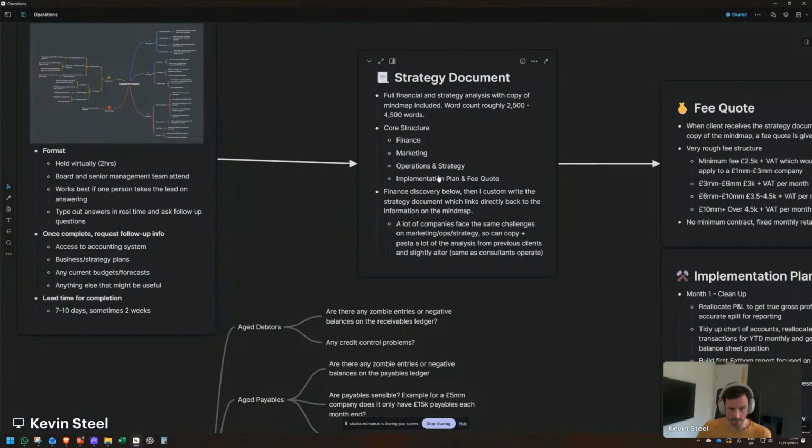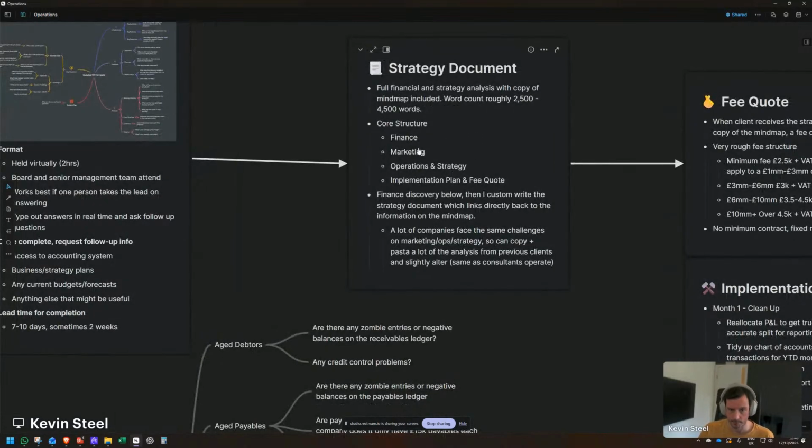So I will go in, do my financial analysis, have a look at all the documents, and the course structure of the output generally works like this. I will start with finance. After all, they've engaged me as a fractional CFO, so I'm going to start with finance. Then I will have a look at marketing next. Then I will have a look at operations and strategy. Then I will give an implementation plan, 30, 60, 90 days.